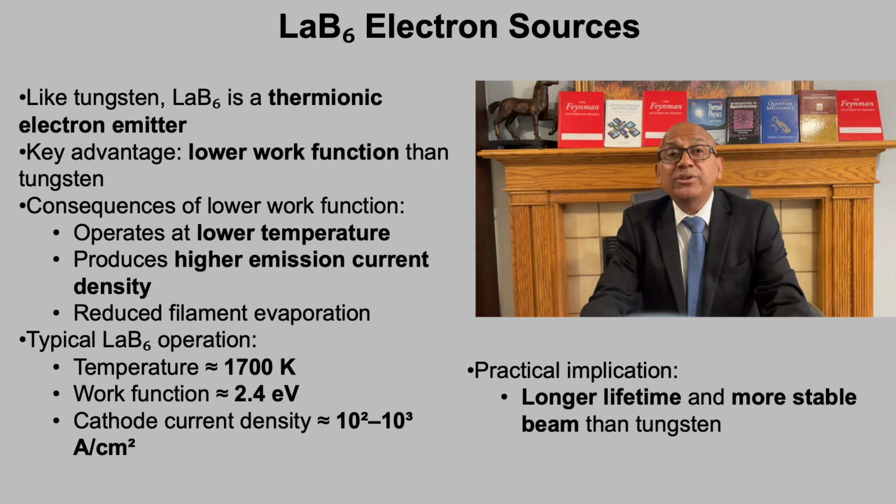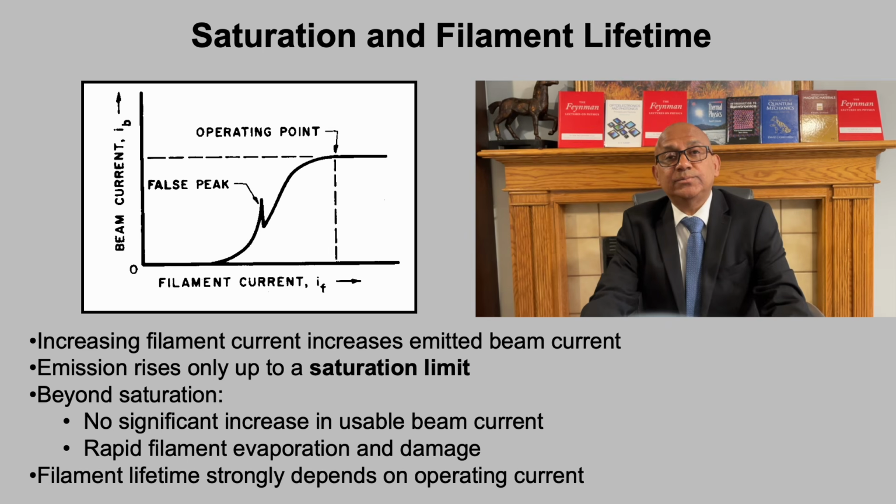From the microscopist's perspective, LaB6 sources offer a clear upgrade path from tungsten: improved stability, higher usable beam current, and longer filament life without changing the basic thermionic gun architecture. This makes LaB6 sources well suited for applications requiring better performance than tungsten while still avoiding the complexity of field emission guns.